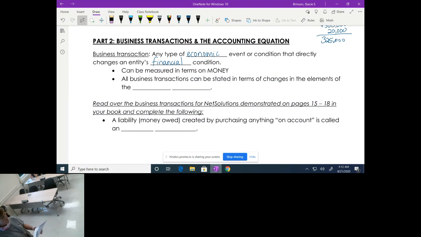All right, so we're on example. No, we've already done example 3. I'm sorry, now I'm flustered. We're on part 2, page 6, looking at business transactions. And what I was saying is, I filled in the blanks here. A business transaction is any type of economic event or condition that directly changes an entity's financial condition.